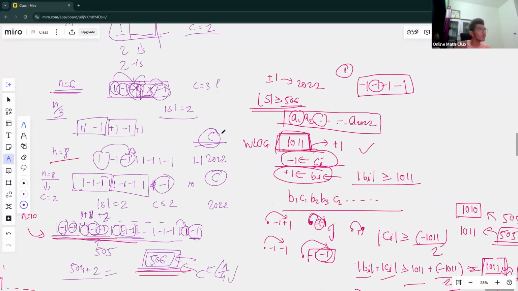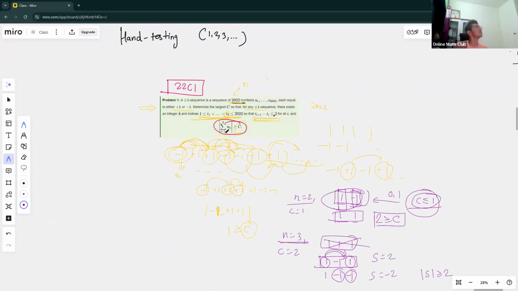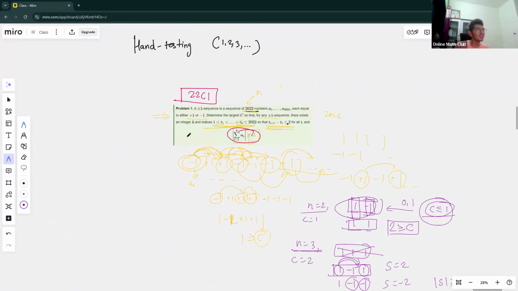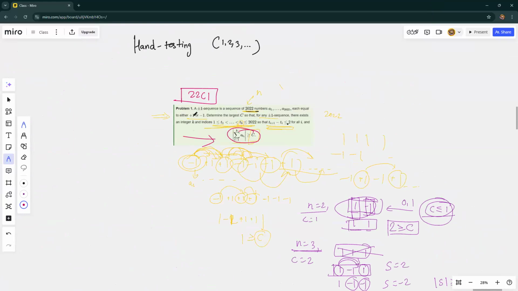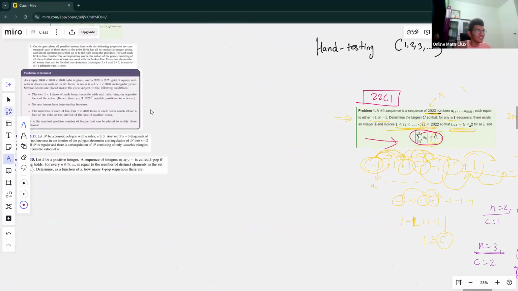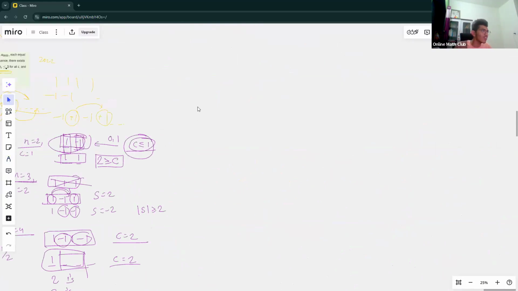Okay, now for the next problem, which one should we try? Do you guys have any idea? A similar sequence question or something different? Different. Okay, so we will go for some visualization problems.